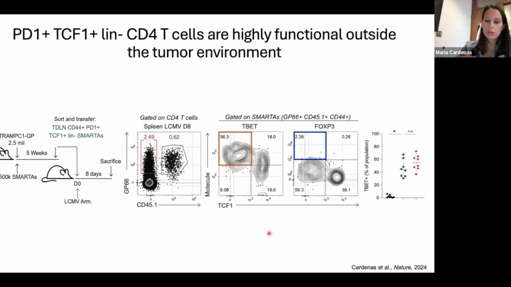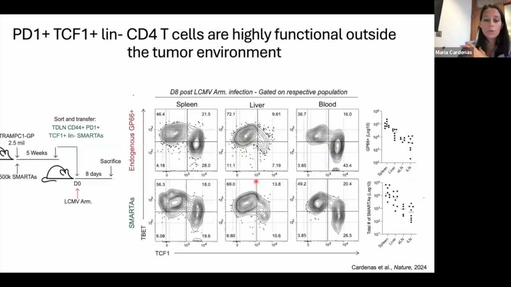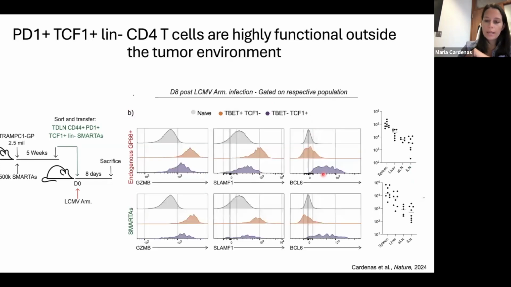And when you look at the differentiation trajectory of these SMARTAs, these cells were capable of upregulating T-bet, right, the Th1 transcription factor. They certainly did not become Tregs in this naive mouse. And I'll show you in a second, these TCF1 positive cells are actually TFHs. They fully upregulated BCL6. And this was true in every single tissue that we looked at, in the spleen, non-secondary lymphoid tissues or peripheral organs like the liver, and even we found them within the blood. And again, these TCF1 positive cells that were within this infected mouse fully upregulated BCL6 and really became TFHs.